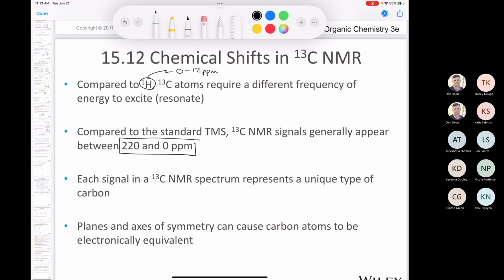So the number of signals that we have tells us about the number of unique types of carbons. Now notice that I didn't say each signal represents a carbon. I said each signal represents a unique kind of carbon. And why did I say that? It's because planes of symmetry and axes of symmetry can cause carbon atoms to be chemically equivalent or electronically equivalent, much the way we saw with protons at the beginning of chapter 15.